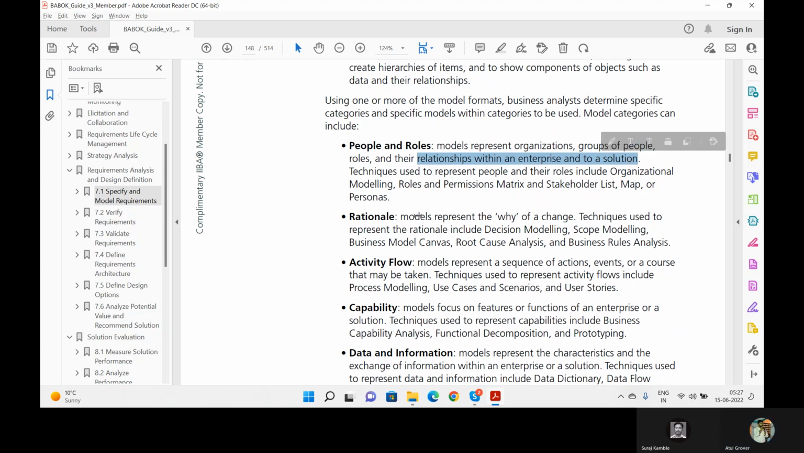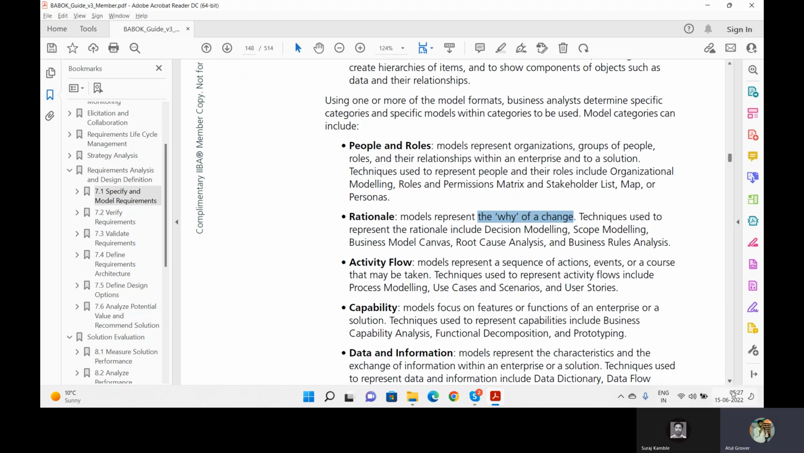Rationale. Why of a change? Why we need this thing? So in this it says you can put the decision modeling, you can put the scope modeling, you can put the business canvas, anything you can do. So kind of these 2 or 3 are there which we already discussed for the modeling perspective. Okay.